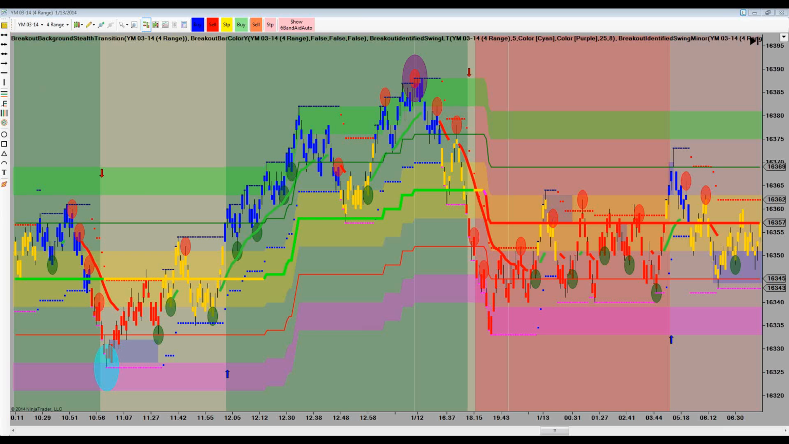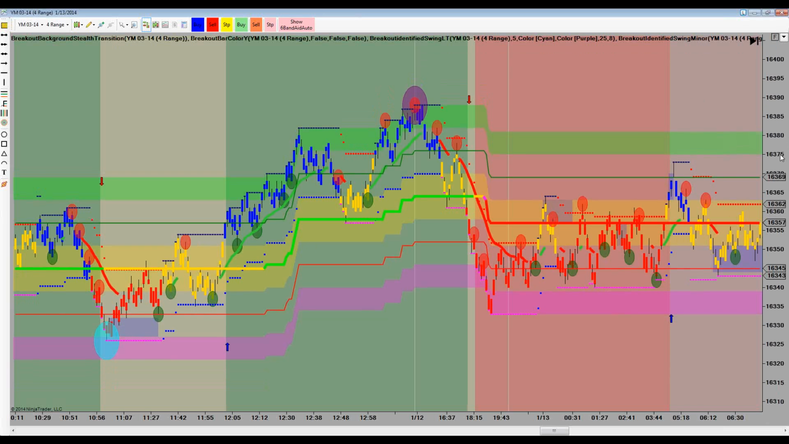This is a YM chart. Most of you are familiar with this. This is the mini Dow. It's one of the equities that we like to trade. It's a $5 a tick instrument, so it's a little bit lower risk than some of the other high flyers that are $10 or more a tick.